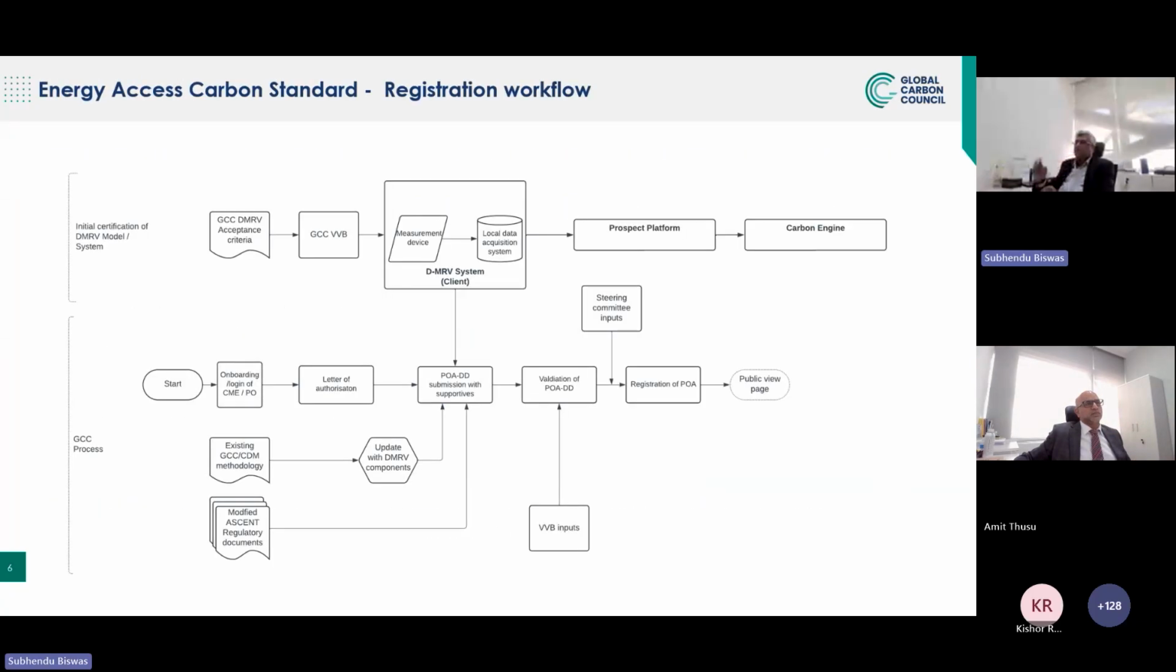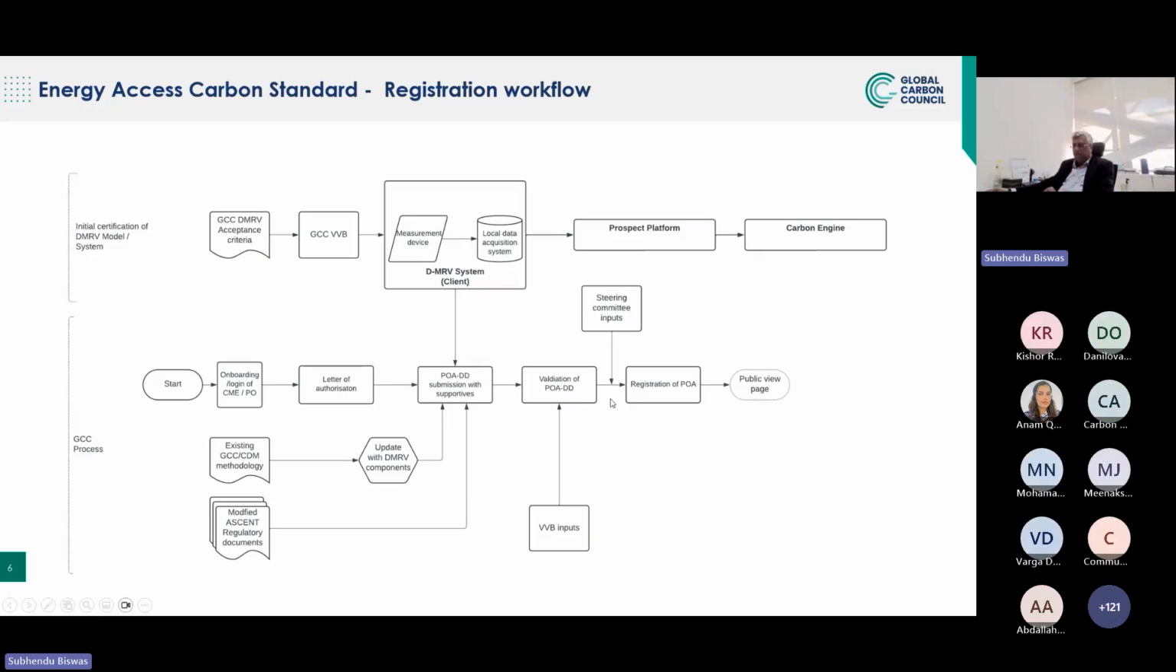So the registration pathway is the one that I showed you already. It's the same. The backbone here is the EAP, the platform sitting in the middle with a DMRV component on top, wherein the data flows from the plant to a prospect platform to the carbon engine. The validation requires some inputs in the form of a new set of methodologies and protocols, which are inputs in order to be able to submit to GCC, and it gets registered.